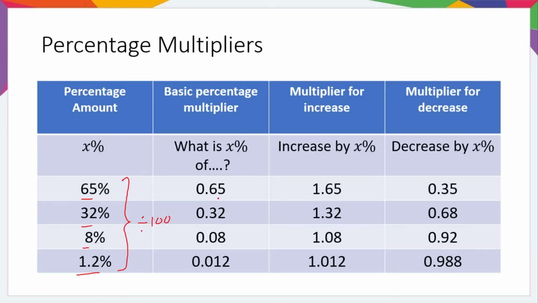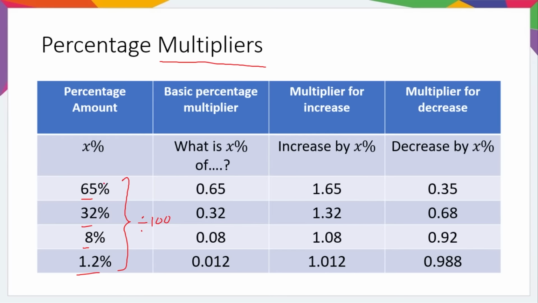So 0.65 is for calculating 65% of an amount, but for increasing by 65% of an amount, 1.65. A 32% increase is 1.32. 8%, 1.08, and 1.2% is 1.012. And don't forget, the whole concept of why they're called multipliers is that all these figures, we're multiplying them by the total. Now, the decrease multipliers are probably the hardest.